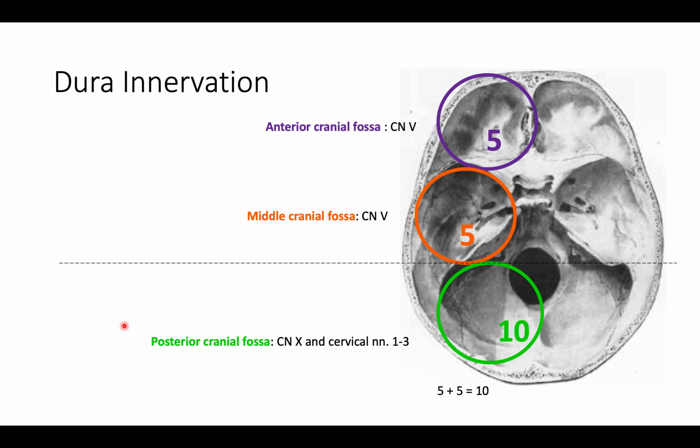So our dura actually has innervation, and in OPP you actually learn some manipulations to be able to move some of that CSF and to provide some relief, let's say if somebody has a headache. Some of this could be because one of these nerves is being impinged. So the anterior and middle cranial fossa are innervated by cranial nerve 5, which is trigeminal, and then the posterior cranial fossa is innervated by cranial nerve 10, which is vagus, as well as cervical nerves 1 through 3. So a way you can remember this is 5 plus 5 equals 10.